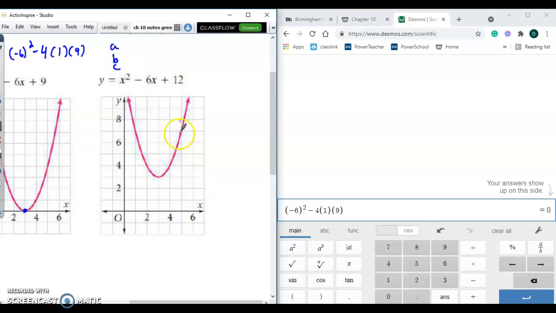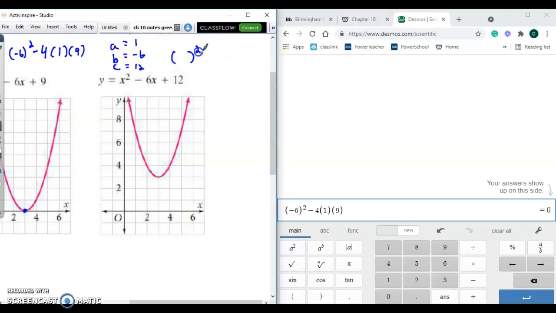You can see that it's not crossing at x, so this should come out as a negative number. It doesn't matter what the negative number is, but if it's negative, we can't take the square root of a negative, which means there would be no solution. So a is 1, b is negative 6 again, and c is 12.